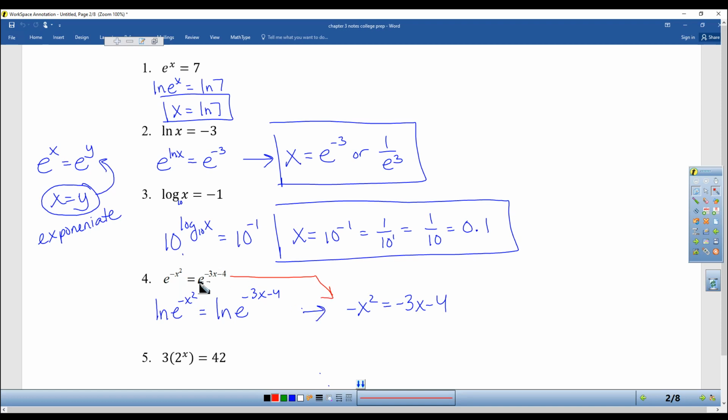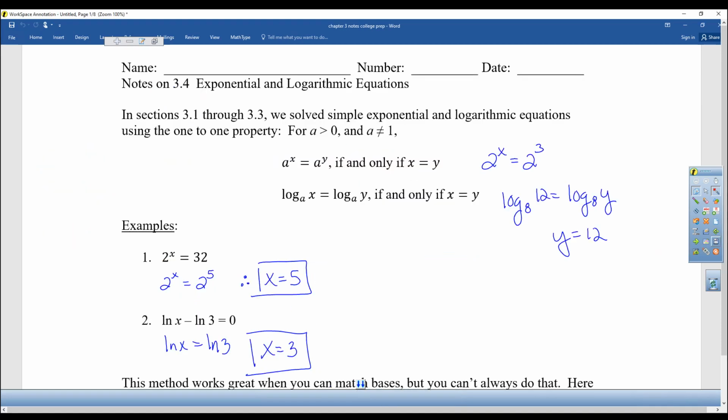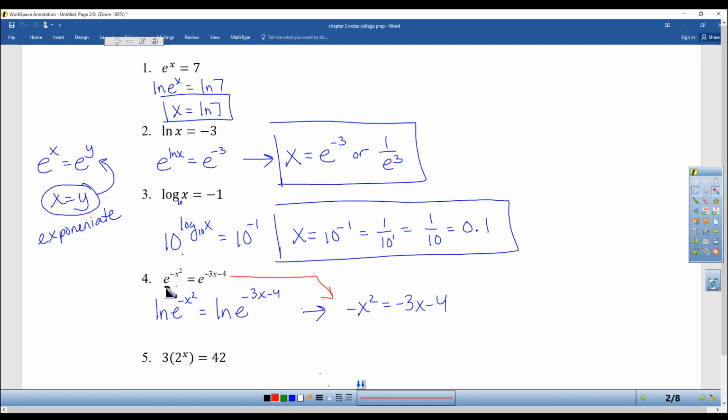You might have said, hold on, they have the same base. I can go back and use that very first property she told us, that if they have the same base, I can make their exponents equal. So that's exactly what this is. Same base. I could have skipped right to negative x squared is equal to negative 3x plus 4, and that would have been fine. In either case, we have this equation now.